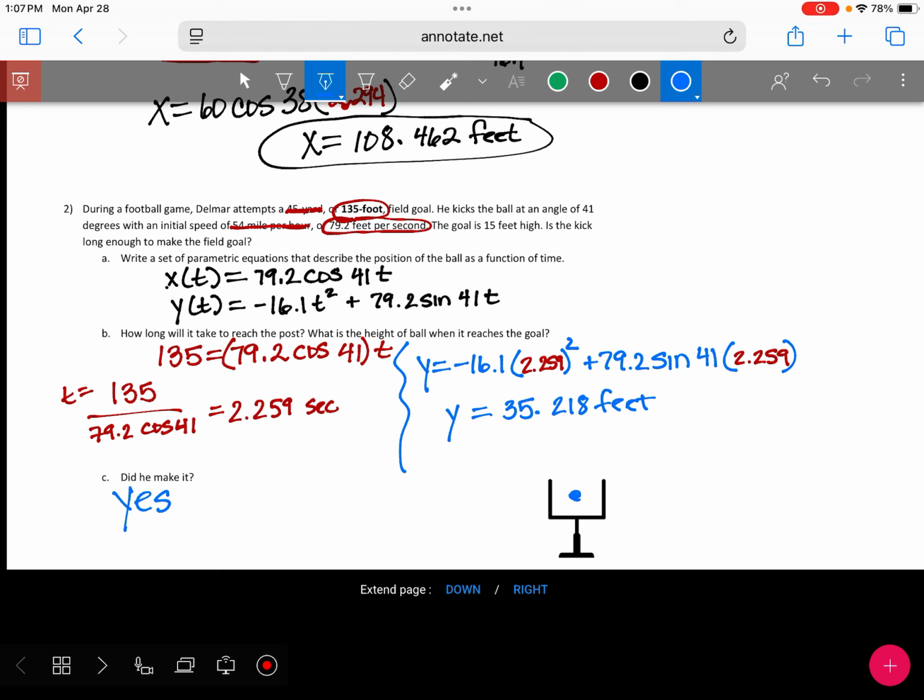All right, any questions about number 2? We're only going to do one more today, and then we'll end there. Now we're moving on to soccer.